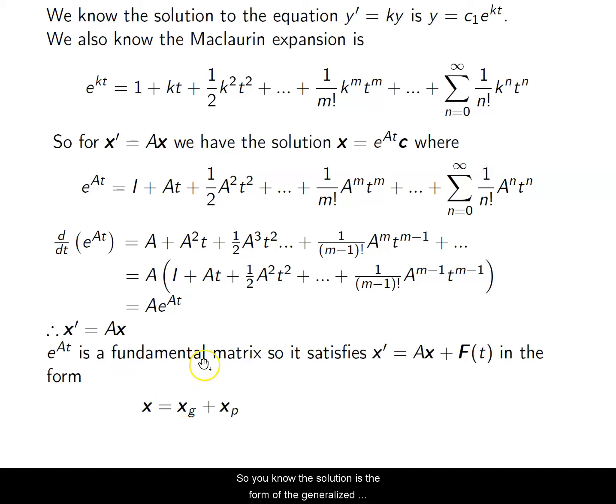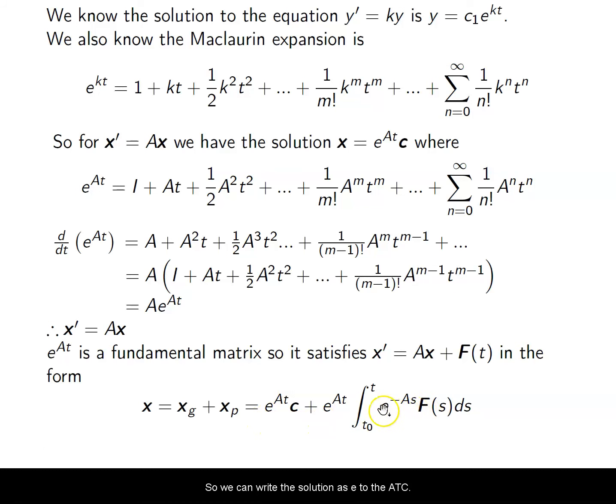So we know the solution is the form of the generalized solution to the homogeneous equation and the particular vector solution to the forcing function, right? So the solution for this DE is the superposition of the two solutions, okay? So we can write this solution as e to the at c plus e to the at times the integral from t naught to t of e to the negative as times f of s ds. So we get the change of variable.